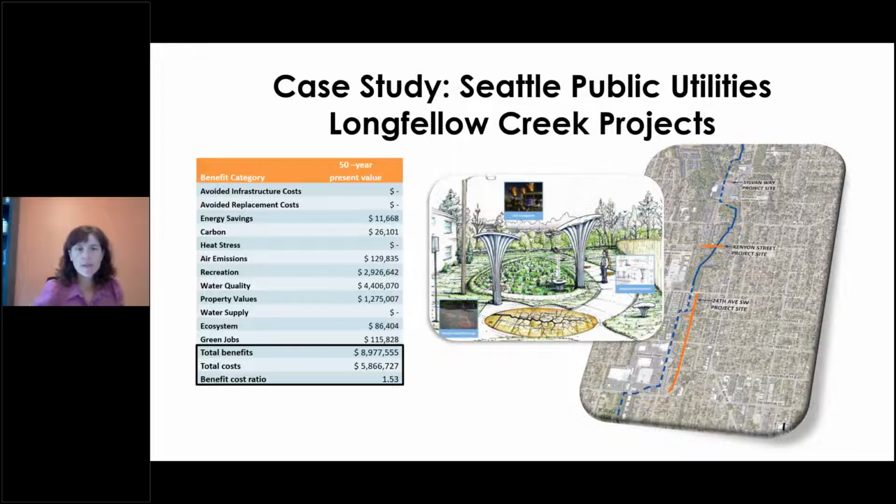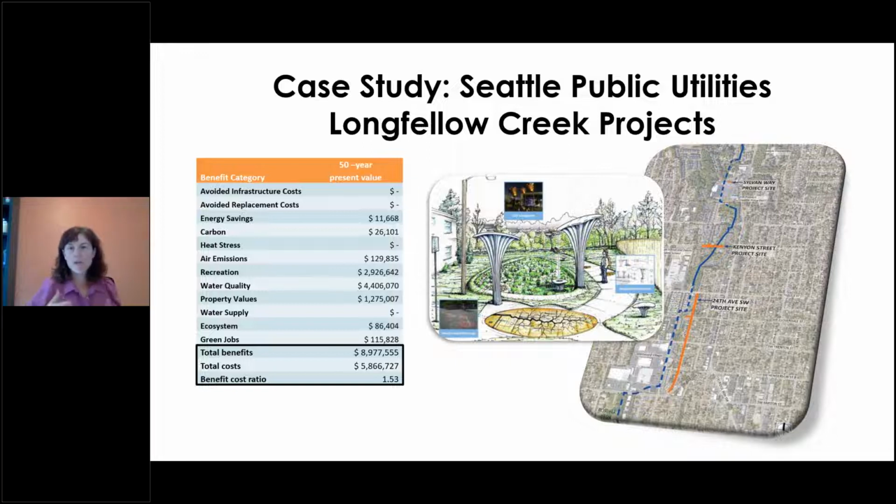And you can see that the categories of recreation, water quality, and property values, which are intended to reflect the increased or enhanced aesthetics of the area, are significant benefits in this case. And I will say that in this particular case, you add up the benefits and it's a benefit cost ratio of greater than 1, but that's not always the case. And that doesn't necessarily mean that a project isn't worth doing.